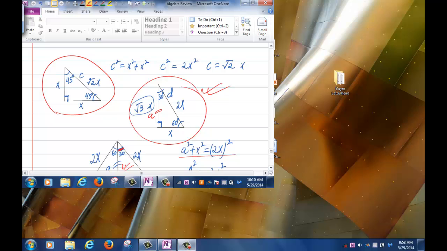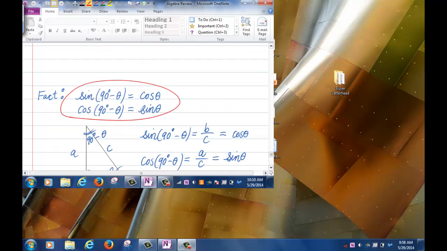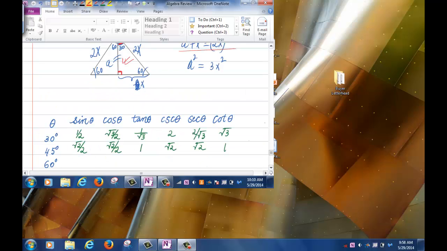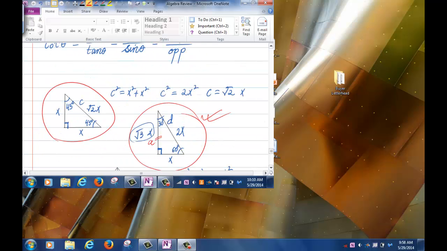Sometimes, if you remember, we completed this table and I asked you to complete the last row. If you are just trying to memorize the table by itself, those values sometimes are hard, right? But if you remember these triangles, if you remember the first two triangles, then you don't have to remember the table. You can just use those triangles to find out the values, right? Am I making sense? Okay.